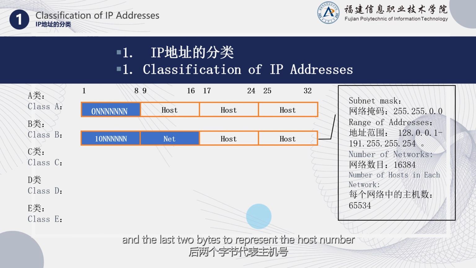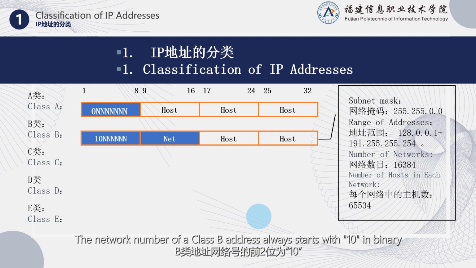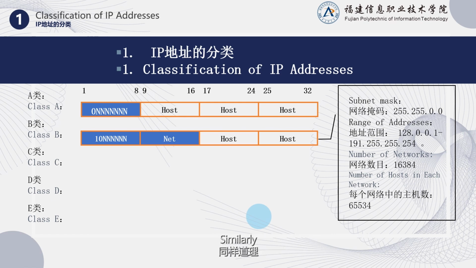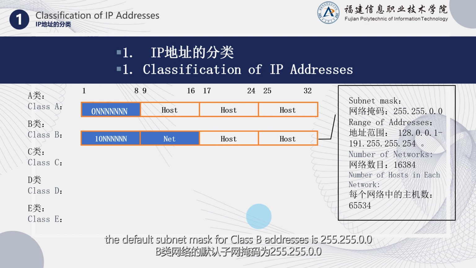Class B addresses use the first 2 bytes to represent the network number and the last 2 bytes to represent the host number. They are typically used for medium-sized networks, such as regional network management centers. The network number of a Class B address always starts with 10 in binary, so the first byte can have values from 128 to 191 in decimal.